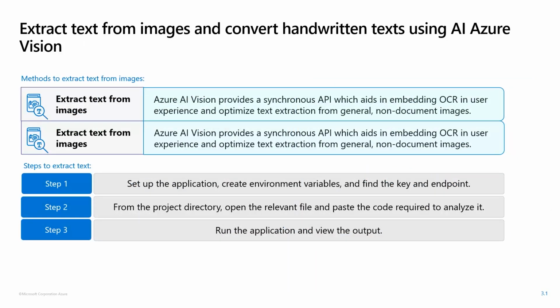To get ready for the exam, make sure you're comfortable with how to extract text from images using the Azure AI Vision. Focus on understanding how the synchronous API works, especially for OCR tasks and non-document images. You'll also want to be familiar with the settings and how to set up your environment, locating your keys, your endpoints, and running the application to analyze your images. Practicing these steps will help you feel more confident and be able to recall them.